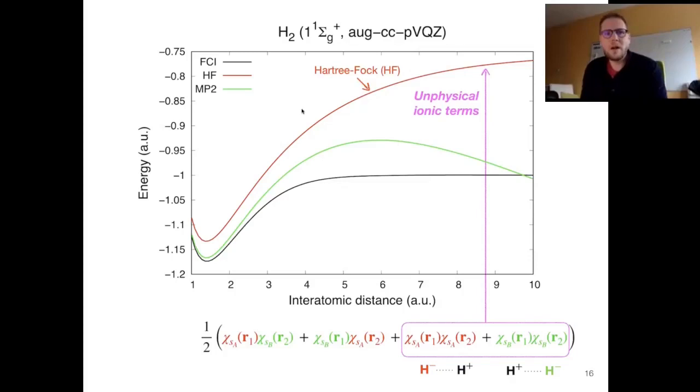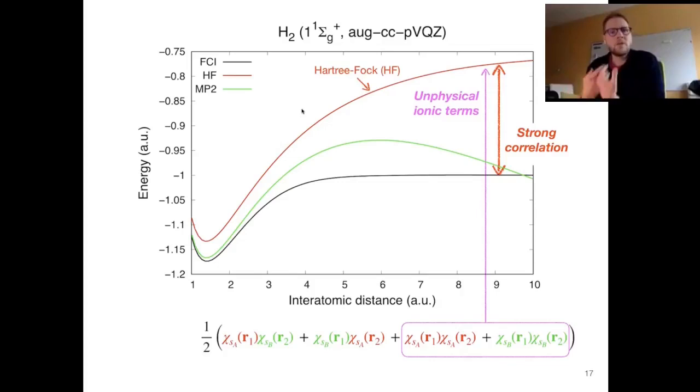So a consequence of that is when you evaluate the correlation energy that Vincent talked about, you realize that it's quite large. I mean, the deviation from the full CI is huge. And you see it increases with the bond distance. And this is what we will call, in chemistry, a strongly correlated system, because the correlation energy is quite strong, okay?